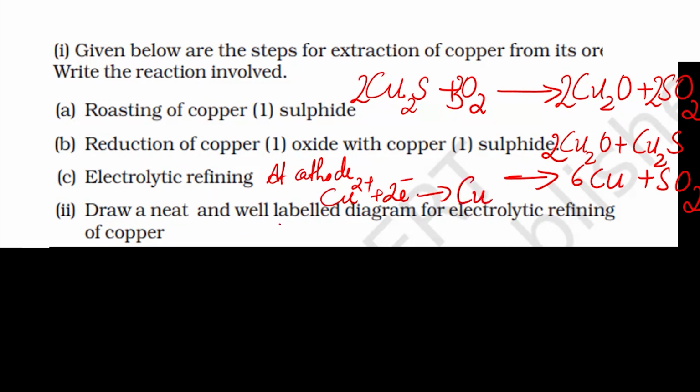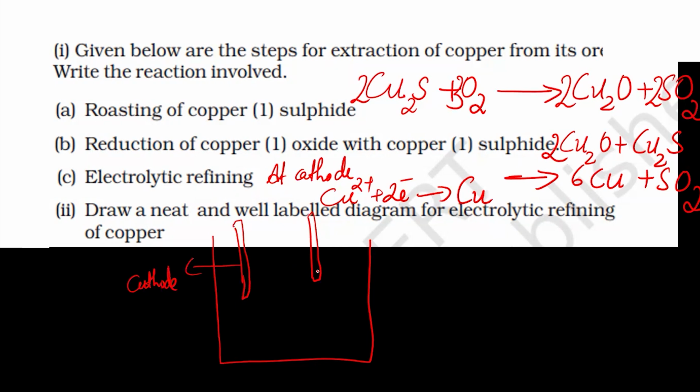And draw a neat and labeled diagram for the electrolytic refining. Sure question, okay? This is very important and a sure question. So you have to put two electrodes, cathode and anode, and mark them. Cathode is the negative electrode and anode is the positive electrode. Then you have to make a key and a cell, connecting the two electrodes.